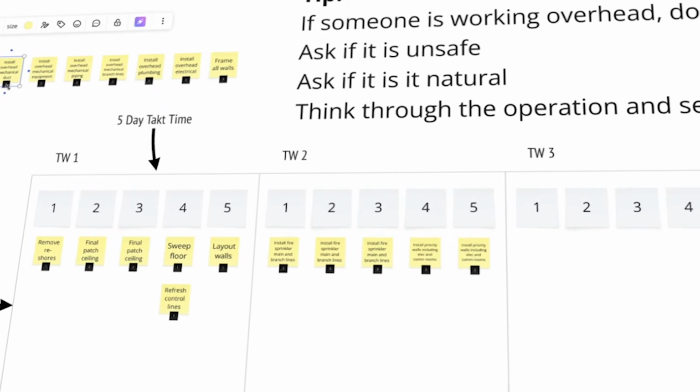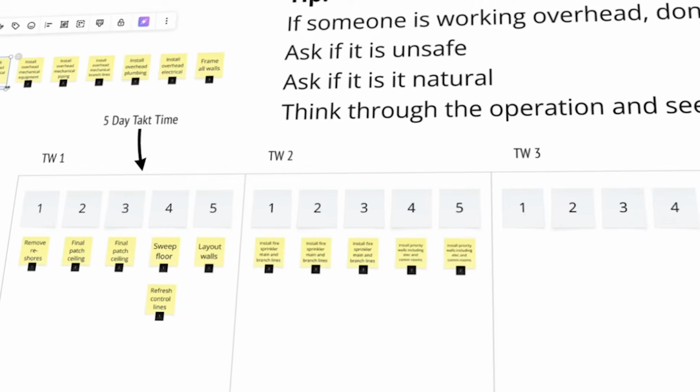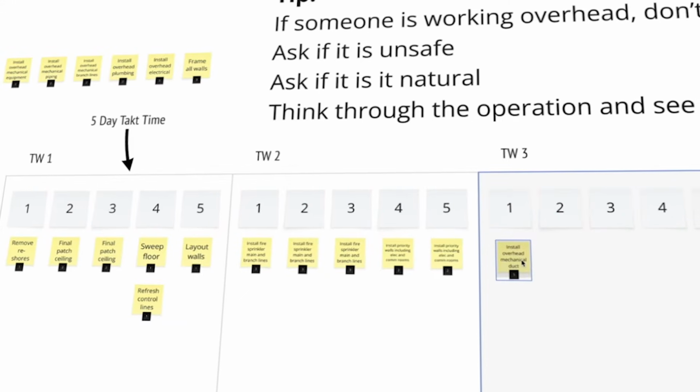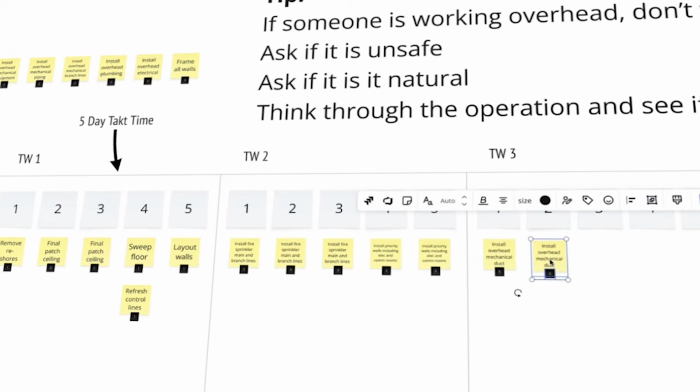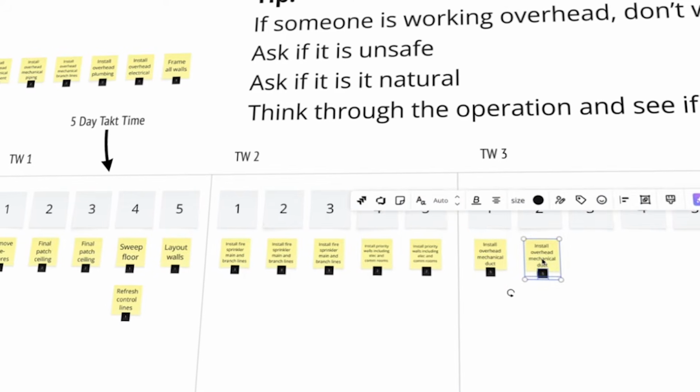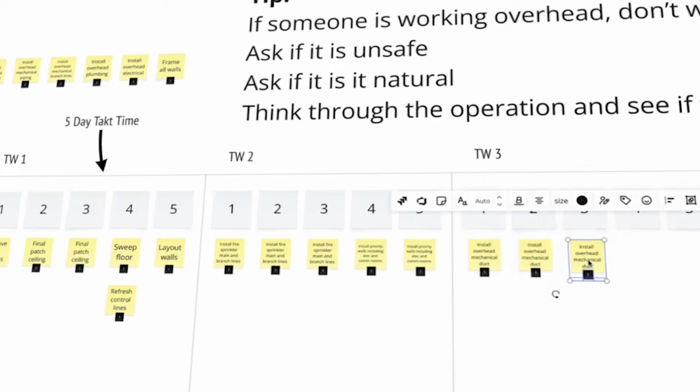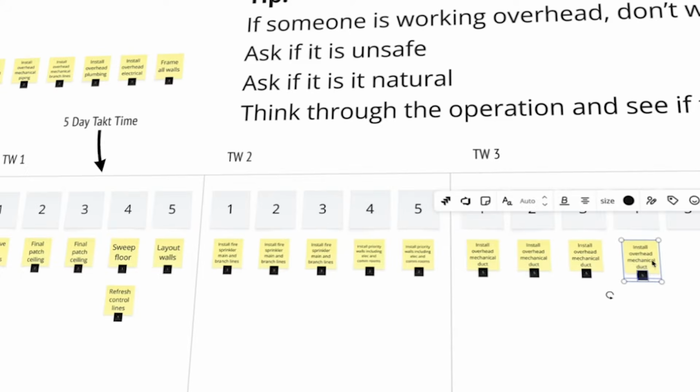Then I do install overhead mechanical duct. Well, when I do this one, on the next takt time, that's 5 days. That's 5 days, homie. Like, we are good to go. That's going to take 5 days. So everything's fitting perfectly into a 5-day takt time, but that's not real life. It's not always going to happen that way.